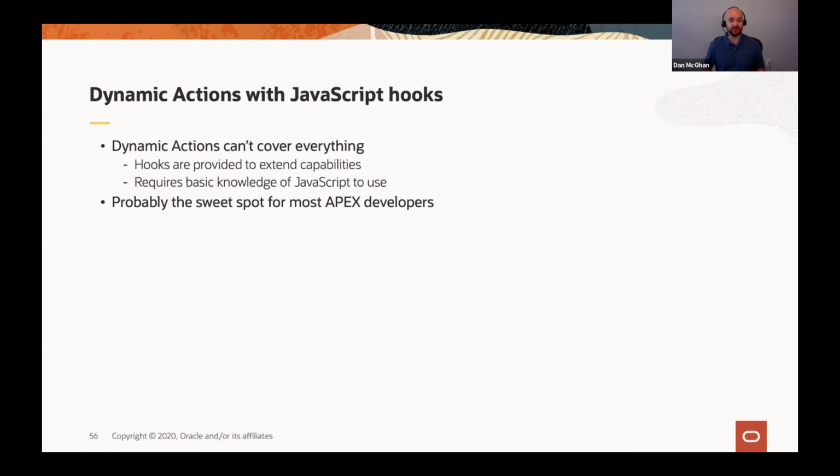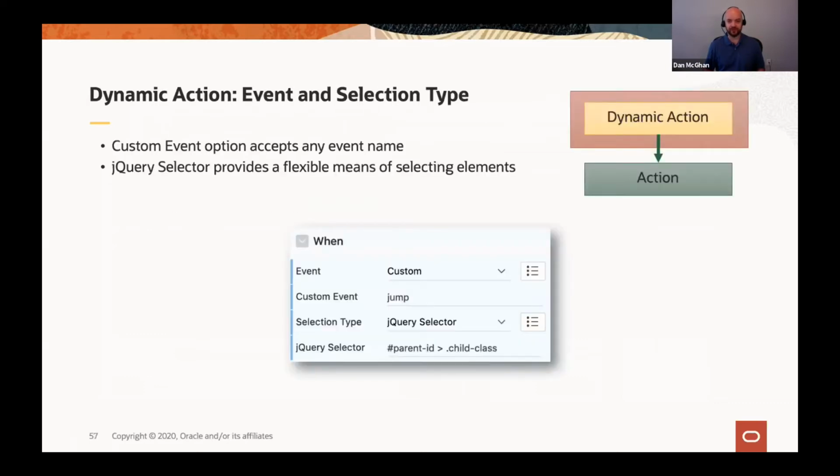Personally, I feel like this is the sweet spot for most Apex developers. You'll be able to meet most requirements provided you can use these JavaScript hooks. And I'll point out a few areas where you'll find these. So starting at the parent level, at the dynamic action, when you look at the when area and the event selection here, this dropdown has lots of different events you can leverage, but not all events are going to be in that dropdown. So if you don't see the one you're looking for, no problem.